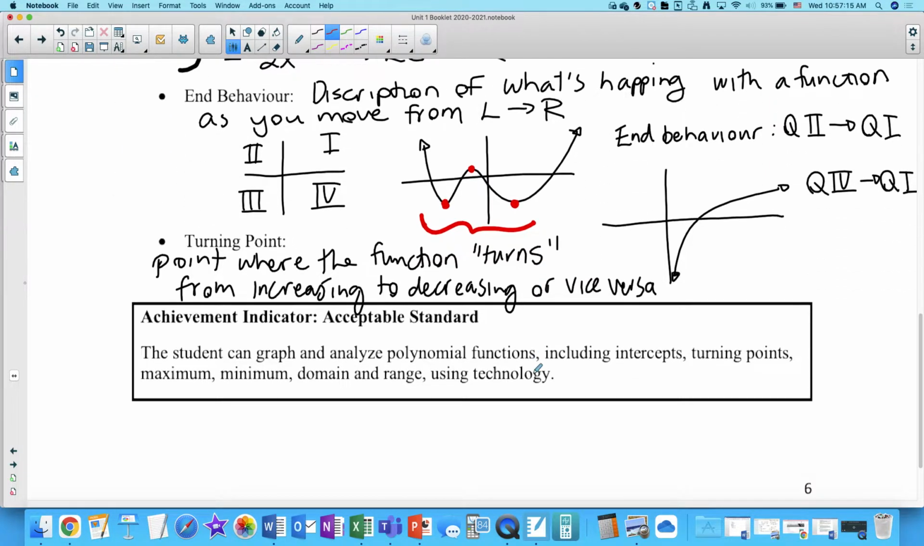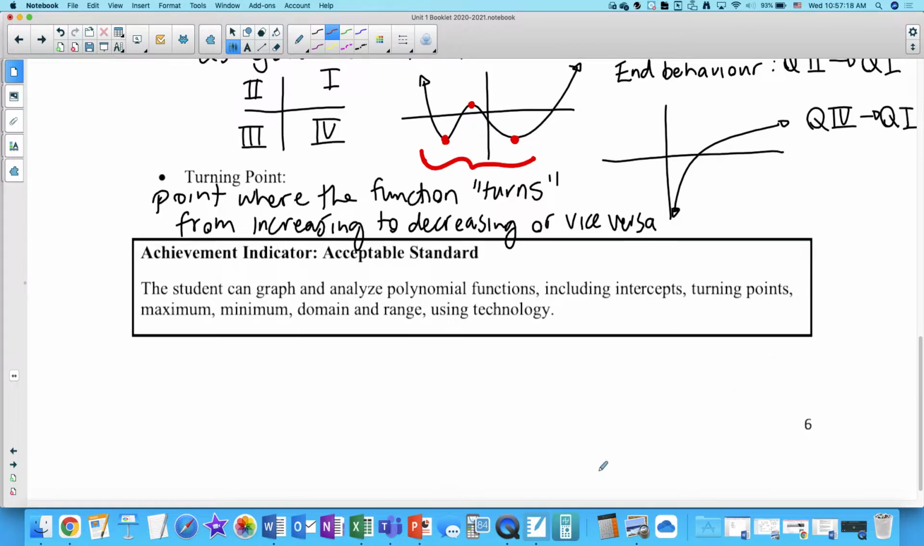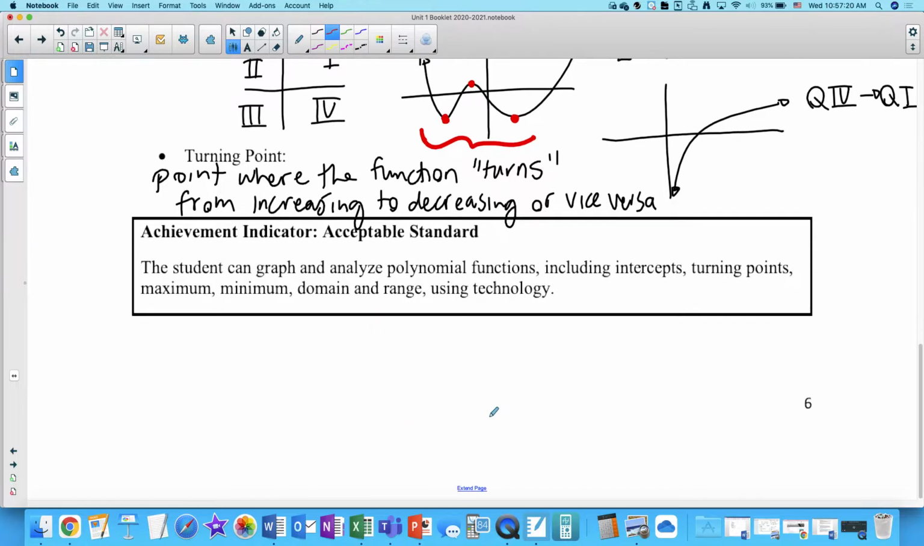So here's what you're expected to do in this course for this outcome. You're expected to be able to analyze and graph polynomial functions and include discussion around intercepts, turning points, max mins, domain and range, and you can do this using technology. Okay? We don't, to be honest, in this course, expect you to graph much, if anything, by hand, which is kind of nice. And one thing that you'll notice about this course is that it's very, very application-based.